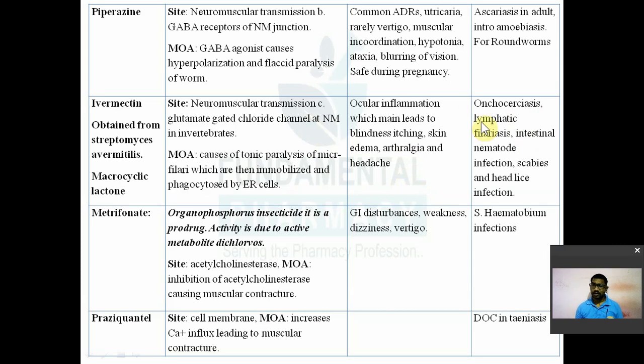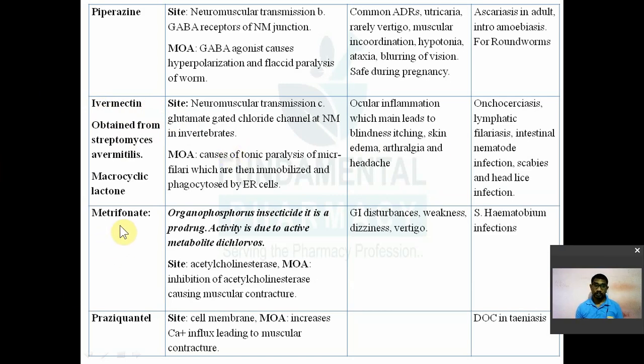Just forget about it. Then again it is used to treat lymphatic filariasis, intestinal nematode infections, then scabies मतलब scabies का जो infection होता है. Okay. Then head lice मतलब आपका जो बाल में आता है lice. हेड लाइस के ट्रीटमेंट के लिए भी इवरमेक्टिन यूज करते हैं. इसका शैम्पू अवेलेबल है. अगर आपको बालों में जुएँ हो गए तो उसमें इवरमेक्टिन का शैम्पू यूज करते हैं.